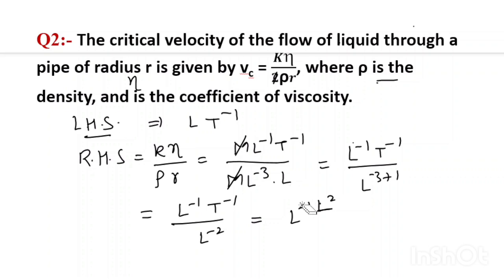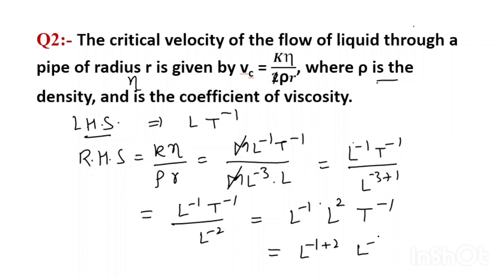We write L power 2, and now we write L power 2 into T power minus 1. L power minus 1 plus 2 into T power minus 1. So this is equal to L T minus 1. Now the dimension of left hand side is equal to right hand side. Hence the formula is dimensionally correct. Right hand side L T minus 1, left hand side also L T minus 1. So this formula is dimensionally correct.